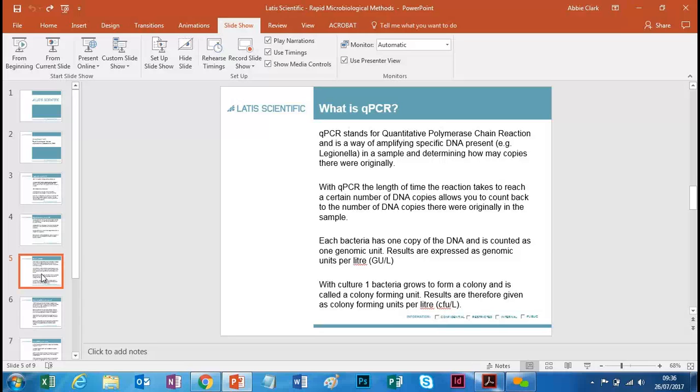With qPCR, the length of time the reaction takes to reach a certain number of DNA copies is how we do this, because every time we go around a PCR cycle, we double the number of copies present. And we will express our results as genomic units per litre, so copies of DNA per litre. And this differs from culture, because in culture, one or sometimes more bacteria which land on the agar together will grow to form a colony, and we'll report those as colony-forming units per litre or per volume examined.